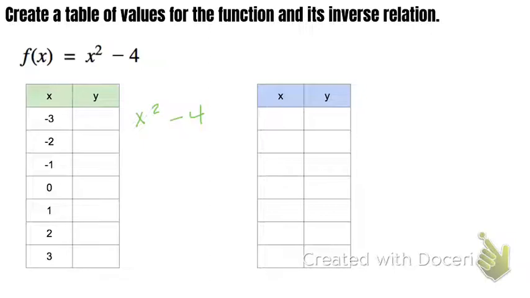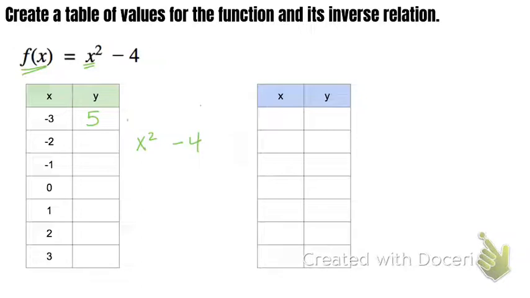So this is my function, and they want me to substitute in -3 for x. So wherever there's an x, I'm going to put a -3. And I'm going to put that in parentheses so that when I enter this in my calculator, it knows to put -3 squared. That is -3 times -3, which is 9. And 9 minus 4 is 5. So when I substitute -3 in for x, f of x, or y, equals 5.